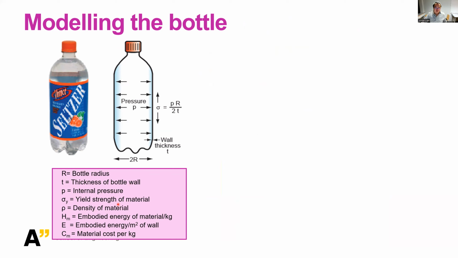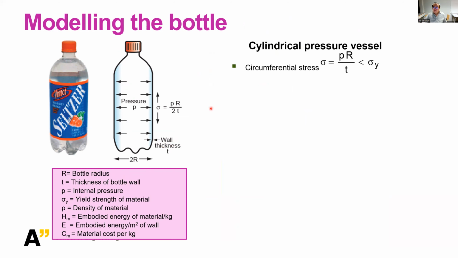So here I'm giving you all the abbreviations of the symbols, and you can see the pressure, by very simple mechanics. The pressure can be basically expressed like P, the pressure here, times R, so R is the radius of the bottle, divided by T, the thickness. And this will be the strength, the circumferential strength of the bottle.